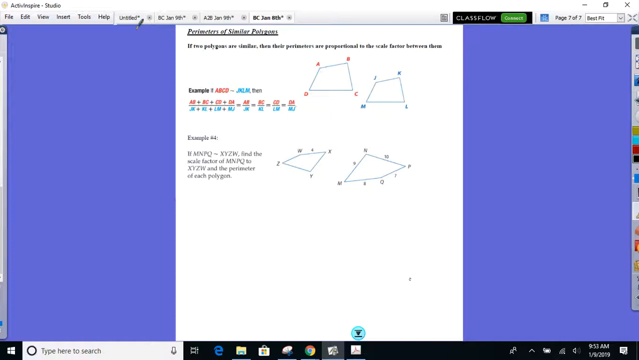All right, what do I know about these two quadrilaterals here? They're similar. Can you find the scale factor, meaning the ratio of two corresponding sides? What's the only side I know in this polygon? WX is 4. How could you find out which side should match up with WX in the other polygon? Is there a way I can do that?